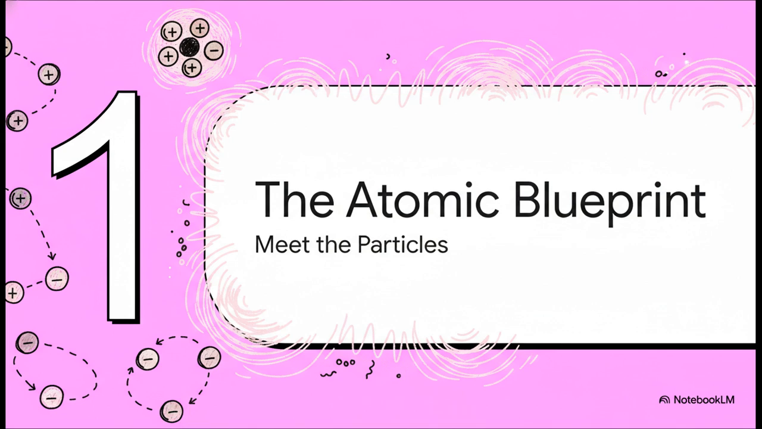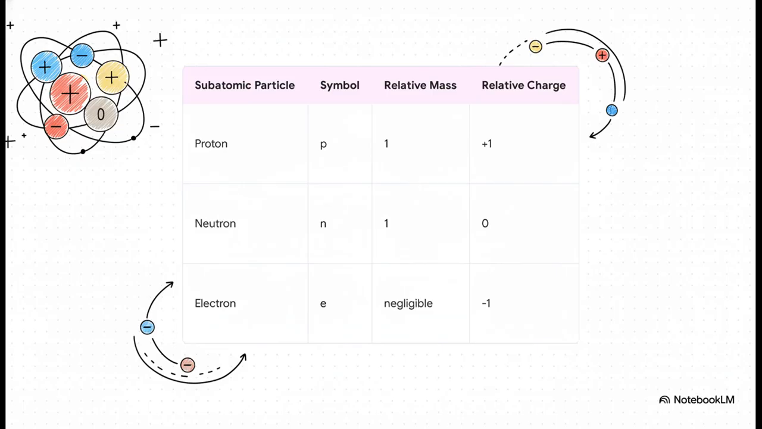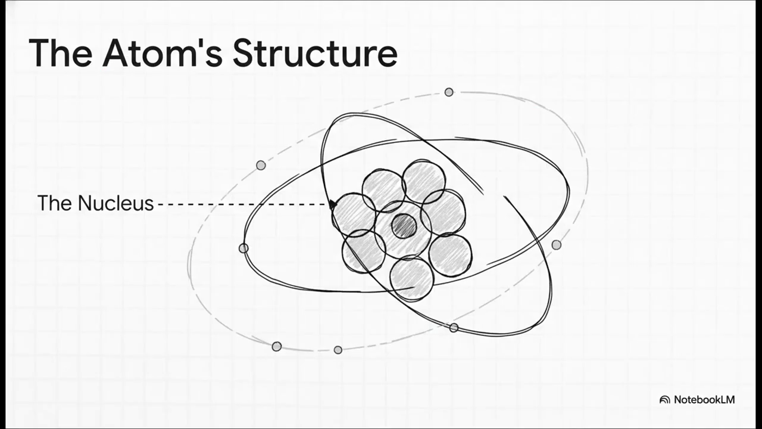Well, let's meet the three key players that make up the atomic blueprint. Here they are, our subatomic all-stars. You've got the heavyweights, the proton, which has a positive charge, and the neutron, which has no charge. They're the ones with all the mass. And then you have the electron, this zippy little particle with a negative charge and a mass so tiny it's practically negligible in comparison.